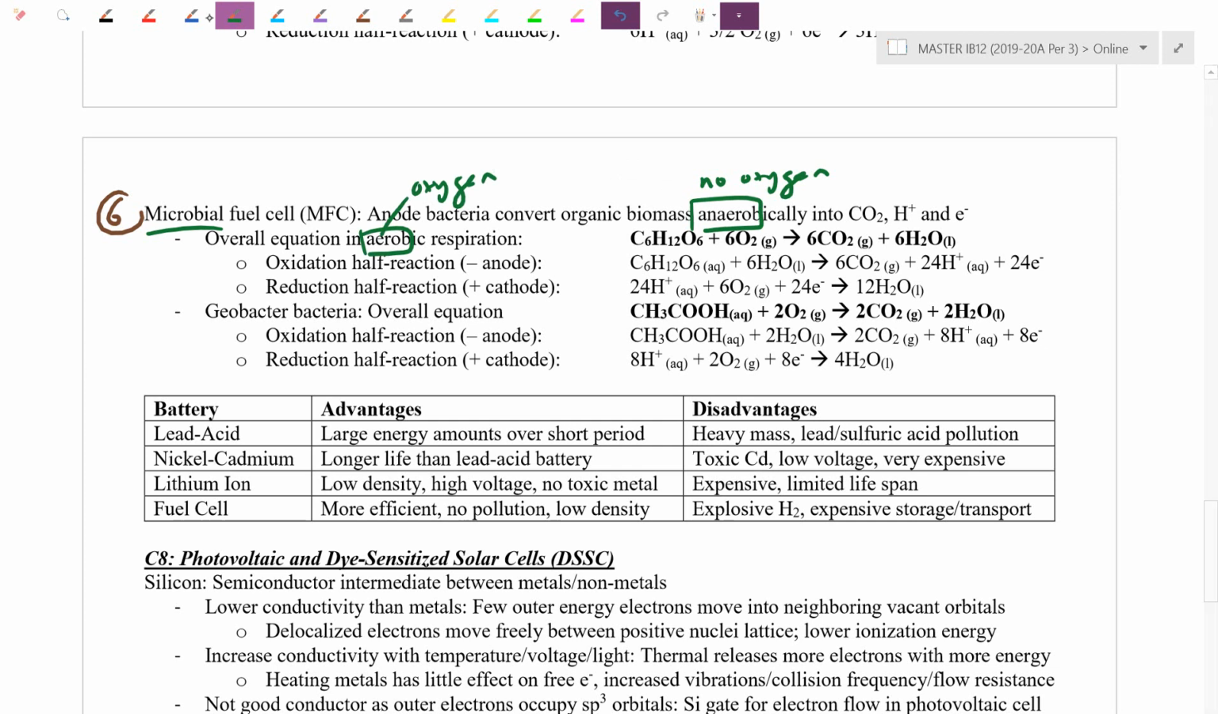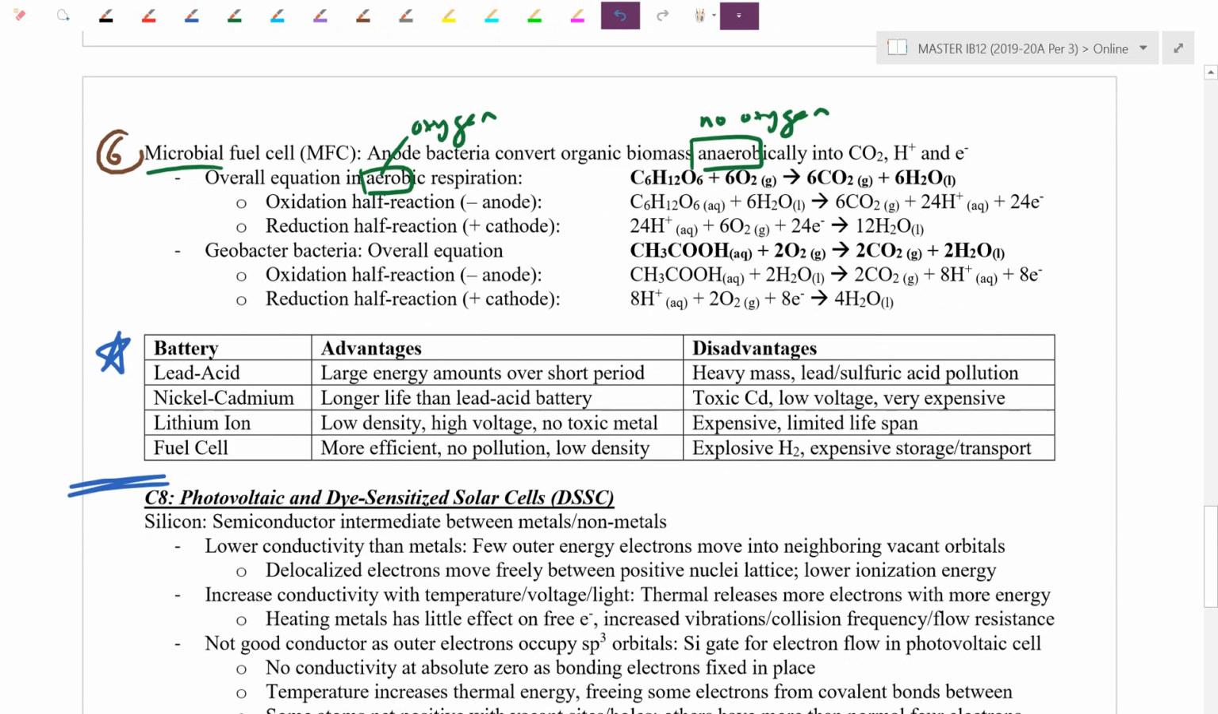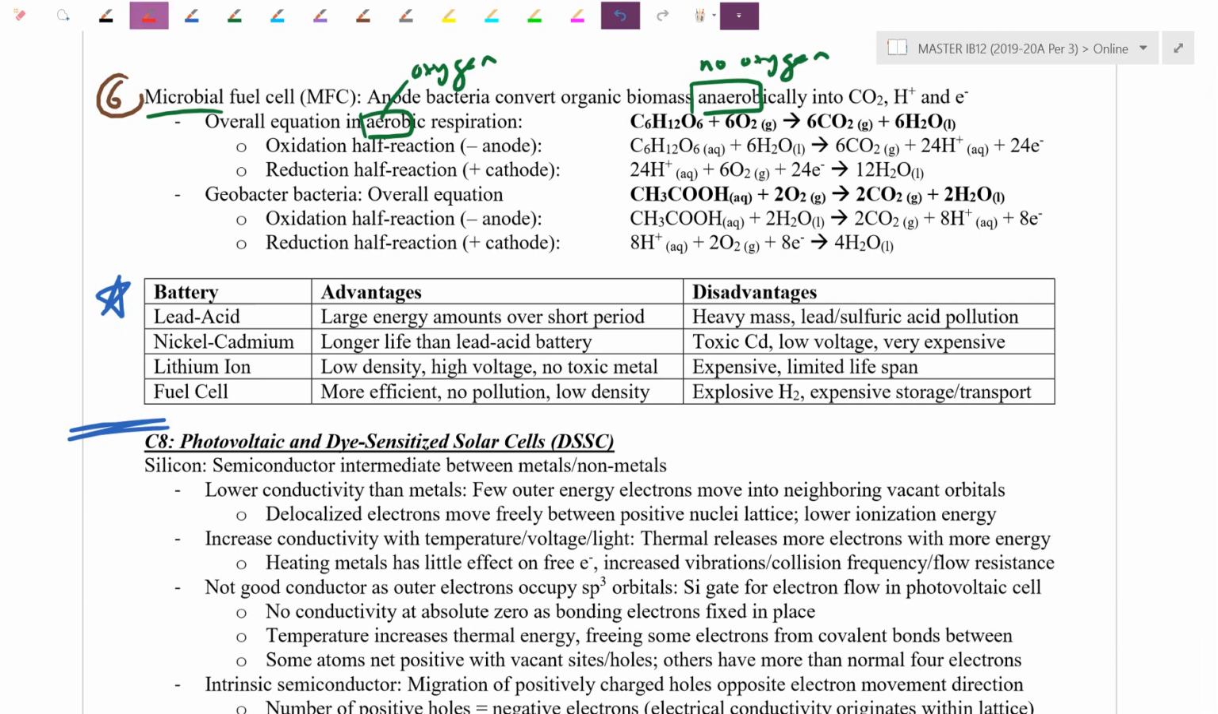As I was mentioning, this section here is sort of a broad stroke. It doesn't necessarily need you to memorize every single equation, every single oxidation and reduction for these types of cells. They really like asking you this last section here: what are the general advantages and disadvantages of each of the cells? Let's just go over briefly here.